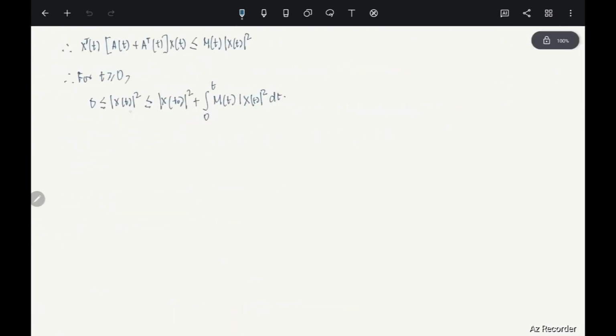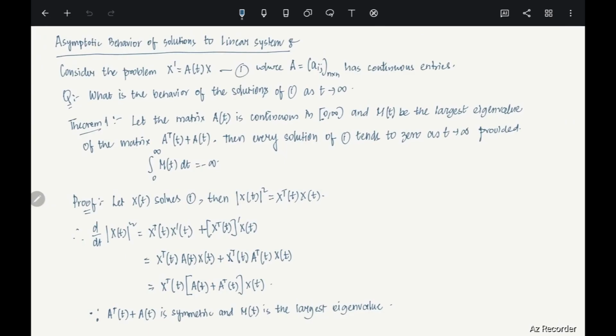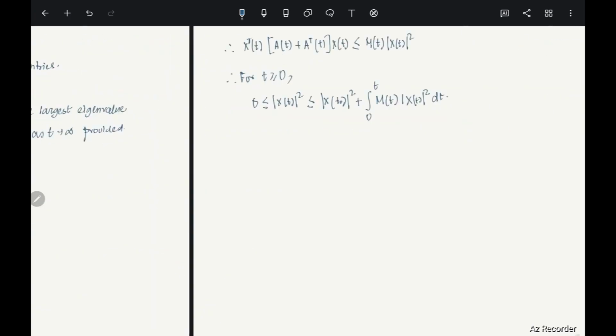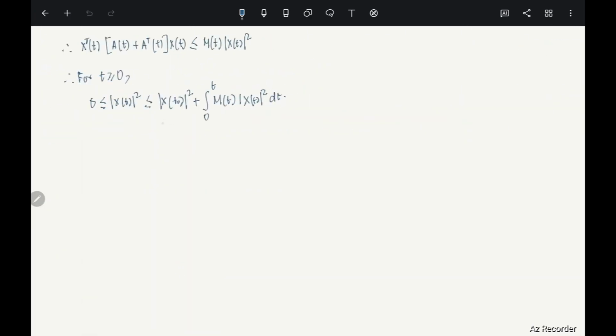I am just writing it like d/dt of the norm of x(t) squared is this. So the norm of x(t) squared, I will just write as an integral. If you take the integral on both sides, then the norm of x(t) squared minus the norm of x(t naught) squared is dominated by the integral from 0 to t of m(t) times the norm of x(t) squared dt. I will just take the derivative on both sides. d/dt of this is that, then I will use the fundamental theorem of calculus.